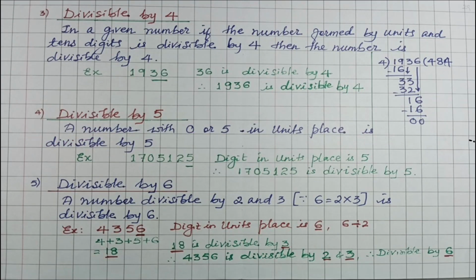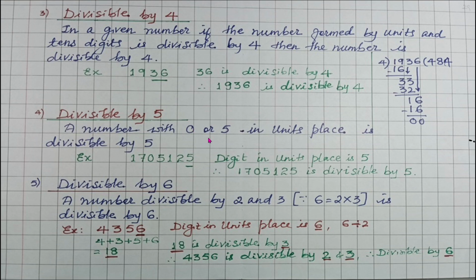Now next is divisible by 4. To find out if a given number is divisible by 4, check the end two digits. If the end two digits are divisible by 4, then the given number is divisible by 4. That means 1936 is divisible by 4 because 36 is divisible by 4. Therefore, in a given number, if the number formed by the units and tens digits is divisible by 4, then the number is divisible by 4. Therefore, 1936 is 100% divisible by 4, which we have seen here. The remainder is 0.